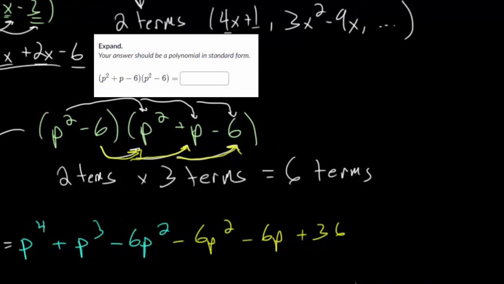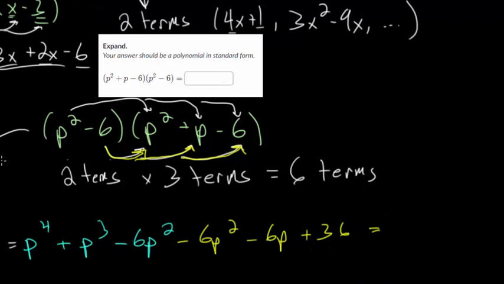And now that we've multiplied this out, we can combine like terms, and we want to write it in standard form, so highest power of p first. And let's see, we only have one p to the 4th, so let me rewrite that. So we have p to the 4th. Then we've only got one p cubed term, so I'll rewrite that. Now we've got a couple p squared terms, so this one here and this one here. Minus 6p squared minus 6p squared would be minus 12p squared.